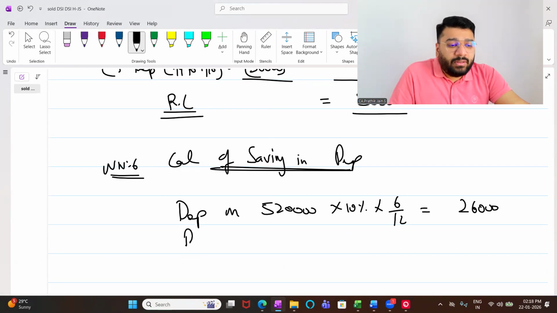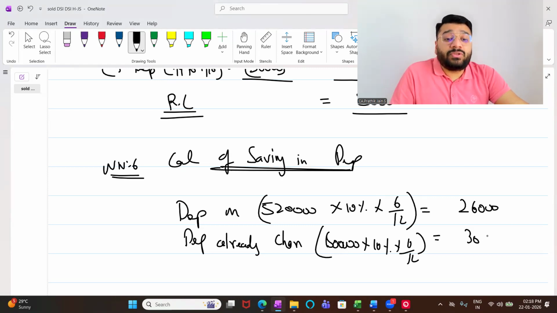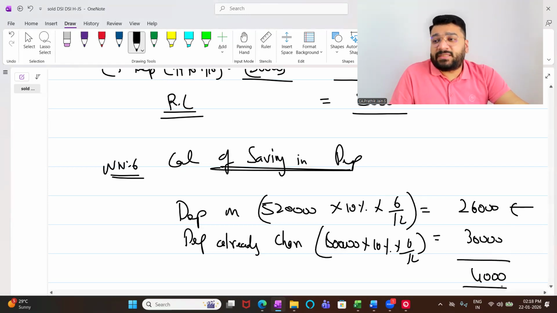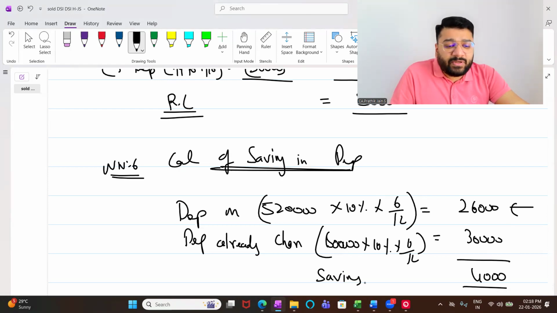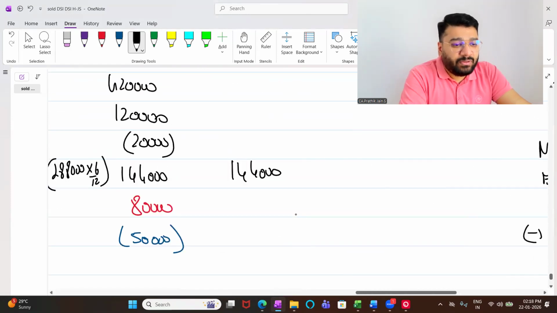26,000. Depreciation already charged, which is 6 lakh into 10% into remaining 6 by 12, October to March. How much you charged? 30,000 you charged, whereas you should have charged only 26,000. So how much extra you have charged? 4,000, that we have to reverse. Reversal of depreciation is savings. Reversal of expenses is savings. This will increase my profits. 4,000 is saving in depreciation.